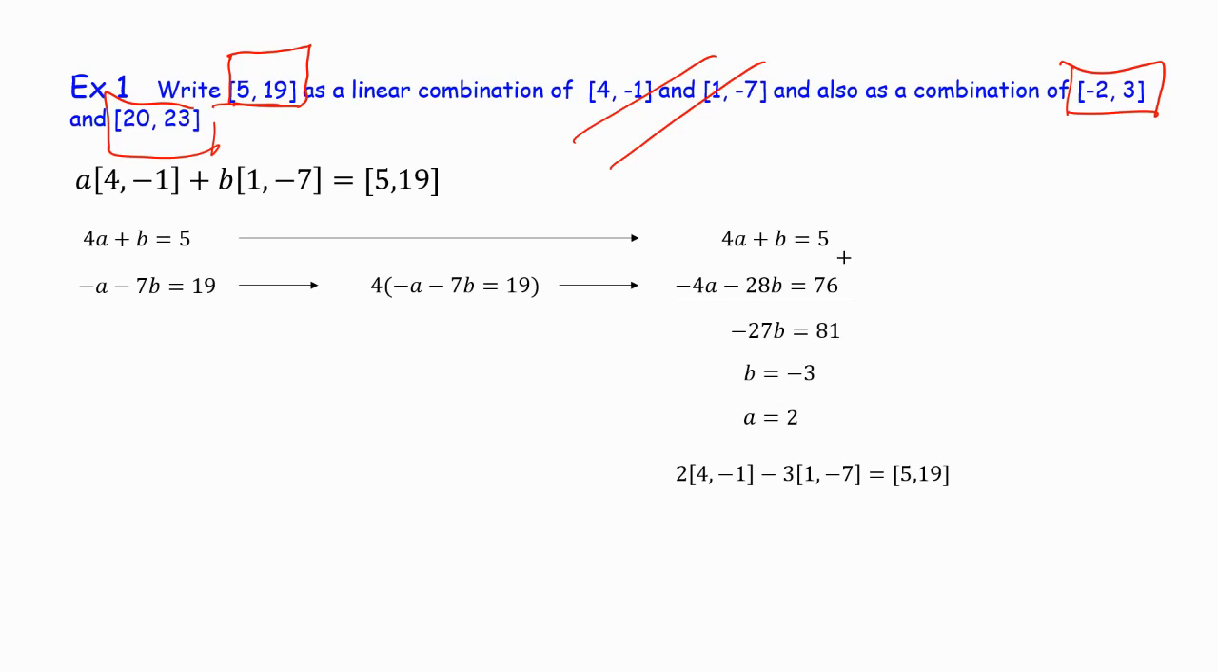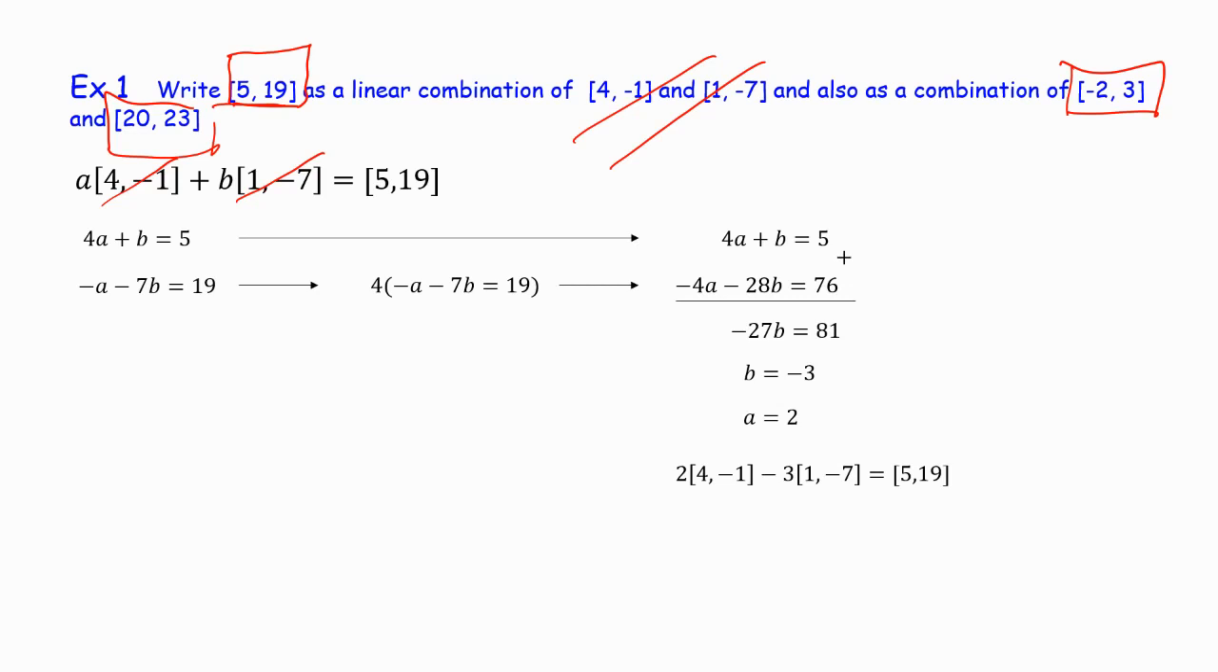So get your papers, get your pencils, whatever it is that you write with, your crayons, I don't know what you write with. I want you to do exactly what I just did. Get different values of a and b this time, but combine the (-2,3) vector and the (20,23) vector, and get the (5,19) vector. So you're going to change this and this. You're going to put in its place the (-2,3) and the (20,23).